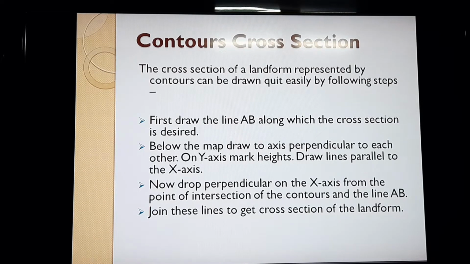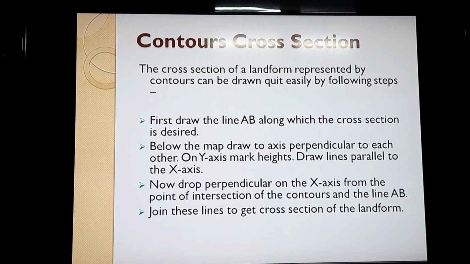The cross section of a landform represented by the contours can be drawn quite easily by following these steps. The first one, first draw the line AB along which the cross section is desired. Second, below the map, draw two axes perpendicular to each other. On the y-axis, mark heights. Draw a line parallel to the x-axis. Now draw perpendiculars on the x-axis from the intersections of the contours and the line AB. Join these points to get the cross section of the landform.